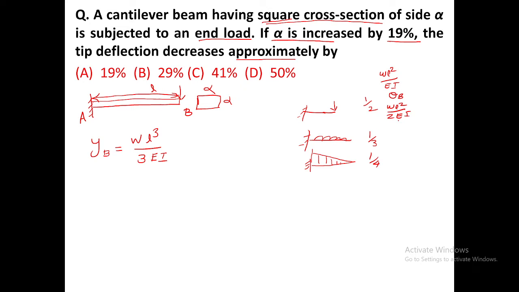So next multiply, so we can get this one, multiply this one, we can get W. So here small uniformly distributed, so small w divided by 6 EI. So multiply with this one, we can get W L cube divided by 24 EI. This is a slope.